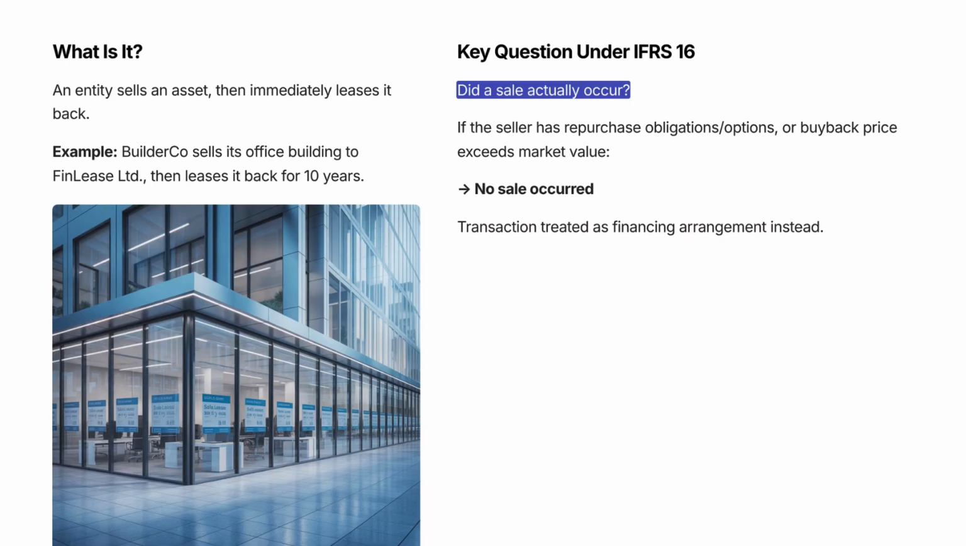A sale-leaseback happens when an entity sells an asset, then immediately leases it back. For example, Builder Co. sells its office building to Finlease Limited, then leases it back for 10 years. Under IFRS 16, the key question is, did a sale actually occur? If the seller has an obligation or option to repurchase the asset later, or if the buyback price is above market value, no sale occurred. In that case, the transaction is treated as a financing arrangement.